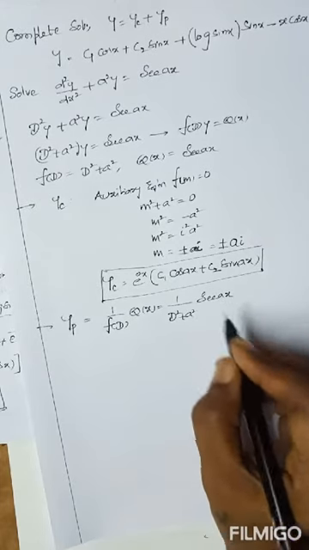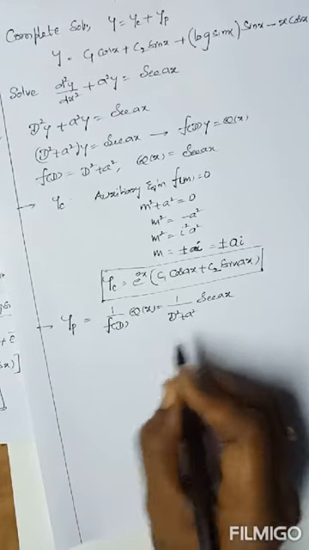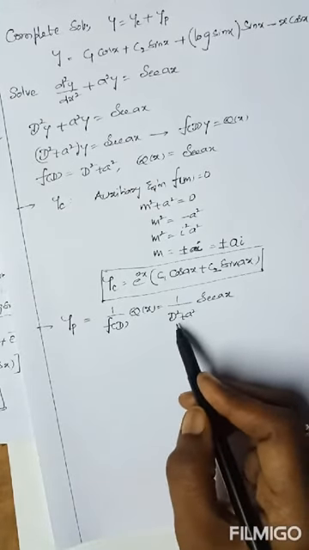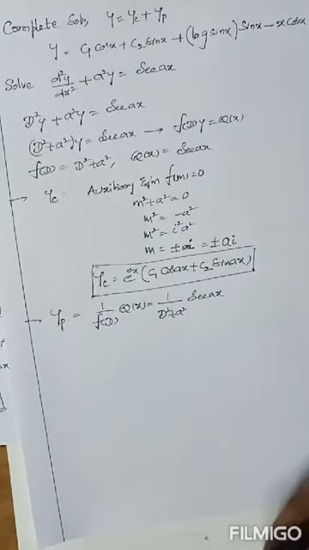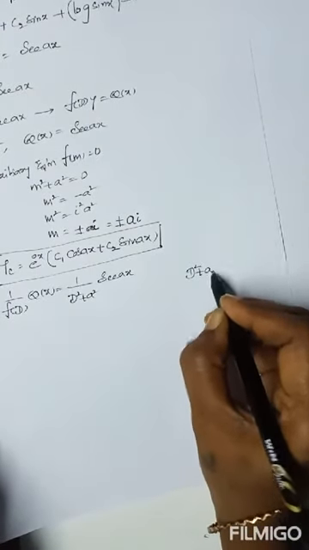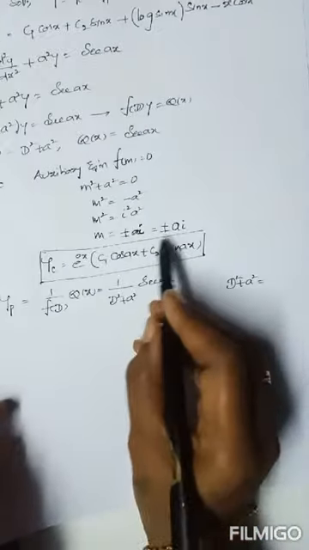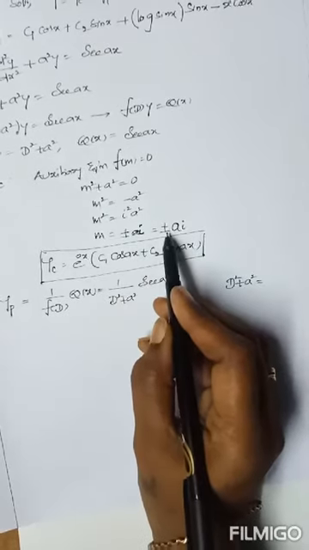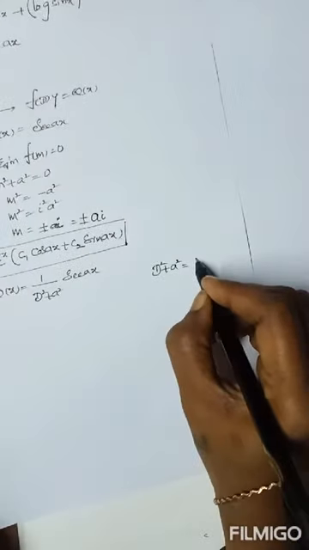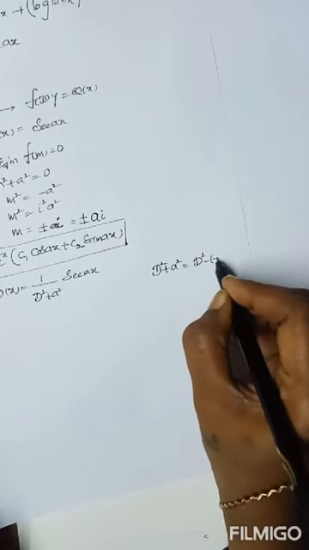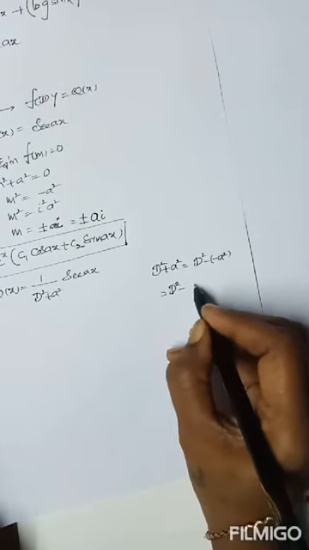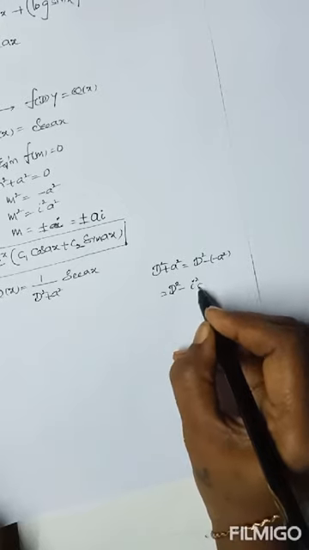So in this case we have to use the general case. For the general case, the procedure is: first, write 1 by f of d as a product of the factors. The factors of d square plus a square we need. From the roots also you can write d plus ai, d minus ai. Another way is that it is written as d square minus i square a square.